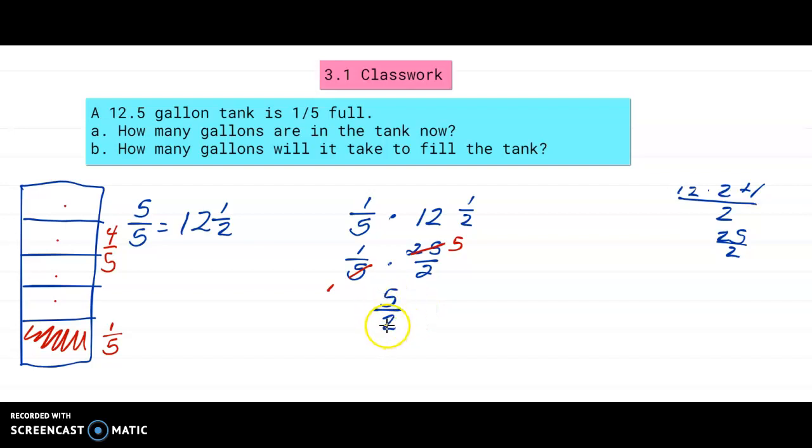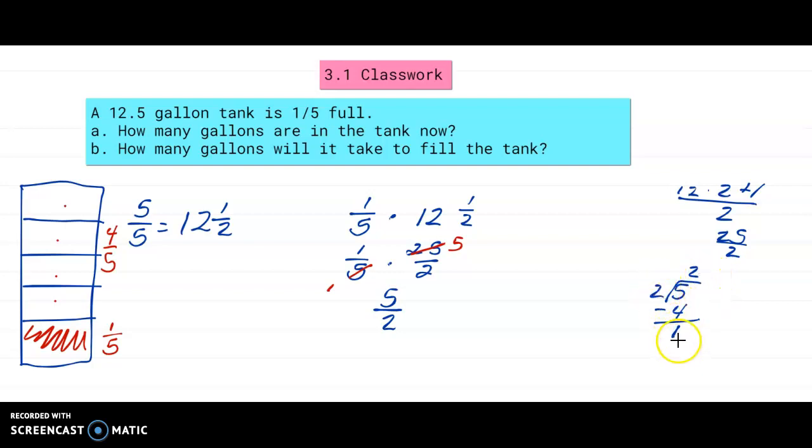Now I have an improper fraction, so I need to simplify that. So I'm going to divide 5 by 2. So 2 goes into 5 2 times. 2 times 2 is 4. I subtract, and I get a remainder of 1. Now, they're asking me how many gallons it's going to take to fill this tank. And when they're talking about gallons, they're using decimals. So in my final answer, I want to give a decimal, not a fraction. So I need to keep dividing here.